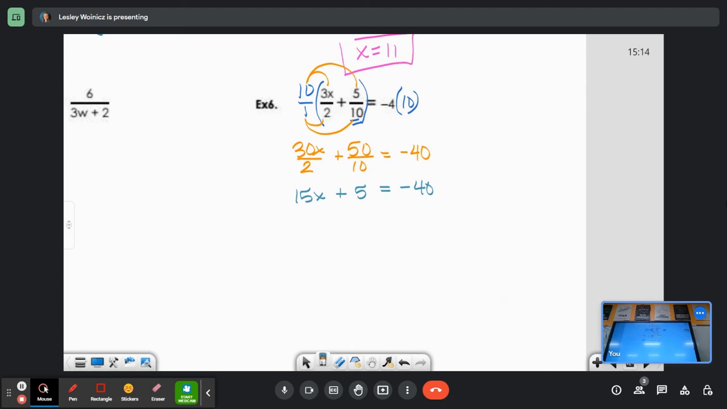All right, simplify. 30x divided by 2, 15x. 50 divided by 10, 5 equals negative 40. Now I chopped off his legs. Brutal. Math is brutal. Okay, now what? Yep, subtract 5. That's negative 45. So 15x equals negative 45. Now what? Okay, divide by 15. What kind of 3? A negative 3.